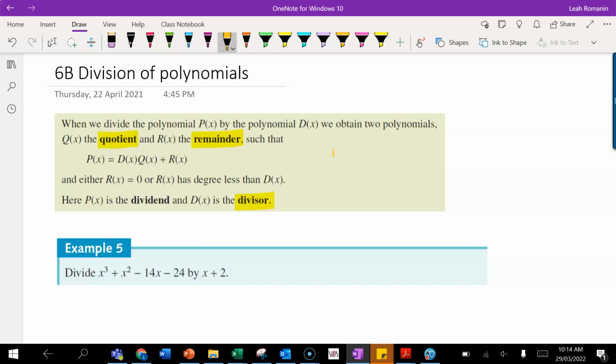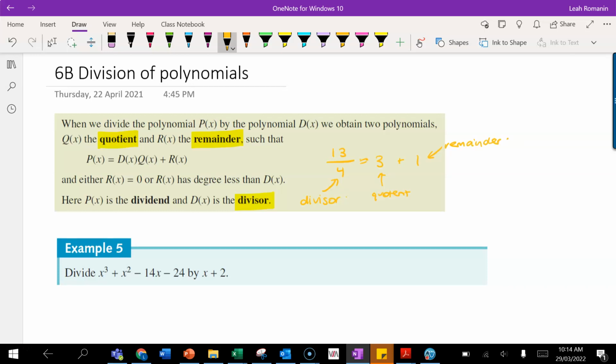So say I wanted to divide 13 by 4. 4 is going to be my divisor because that's what I'm dividing by. Now, when I get my answer, 4 goes into 13 perfectly 3 times. So 3 is going to be my quotient. And then I'm also going to have a remainder of 1. Because obviously 3 times 4 is 12, and then I've got that extra 1 to make up my 13. So 1 is going to be my remainder.